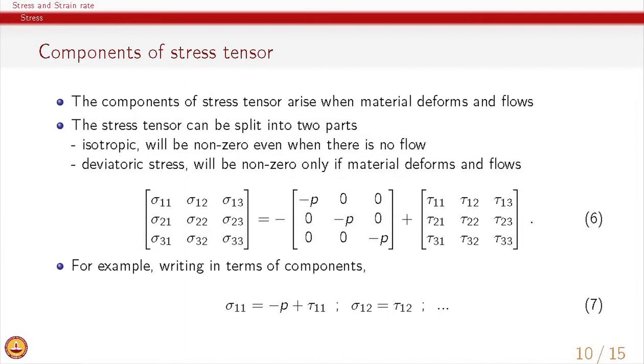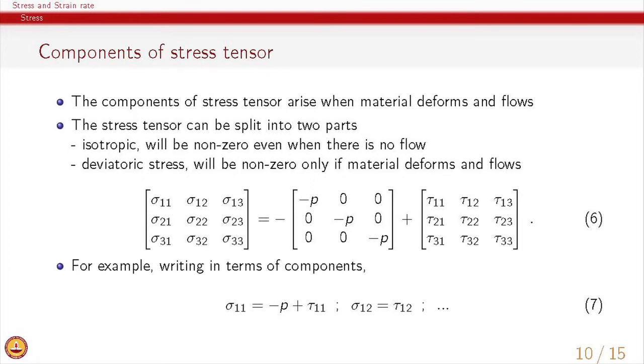In terms of using it further for rheological analysis, we will split it into 2 parts. Isotropic, which we have already seen, is pressure, and this will be non-zero even if there is no flow, and we will define another stress called deviatoric stress, which will be non-zero only if the material deforms and flows. So, the overall stress, which is called the total stress, is equal to the pressure in the material and the deviatoric stress. So, this is the deviatoric stress and this is pressure.